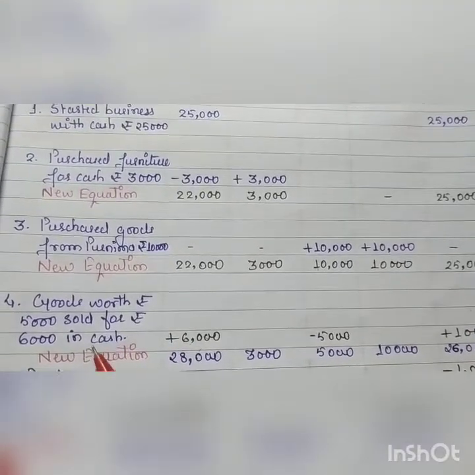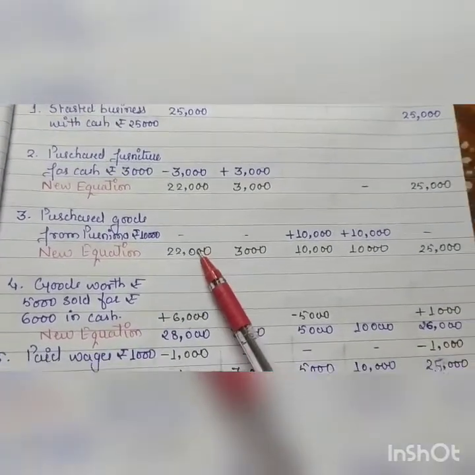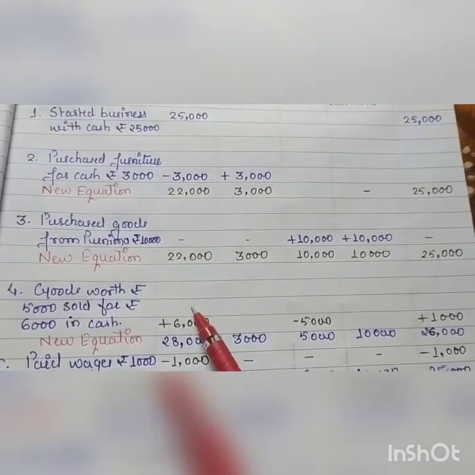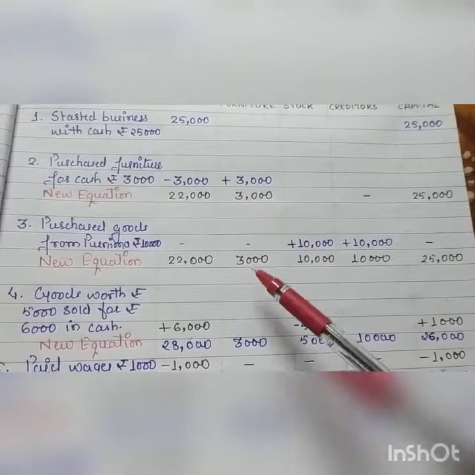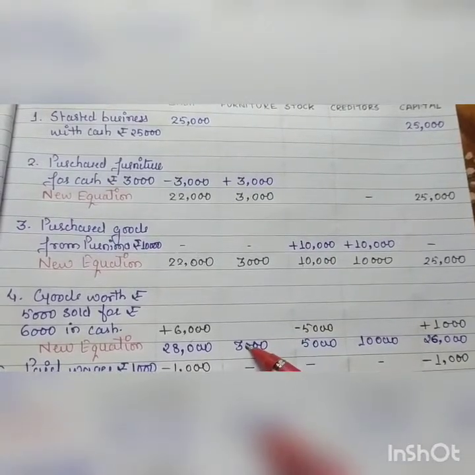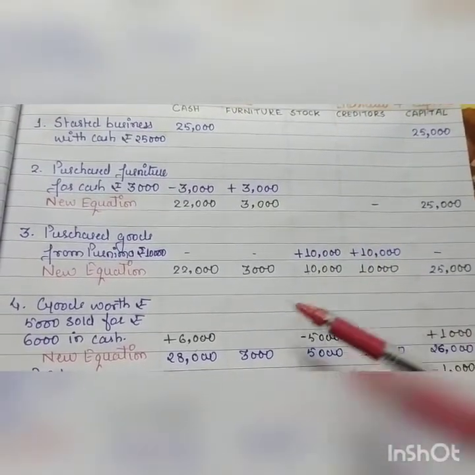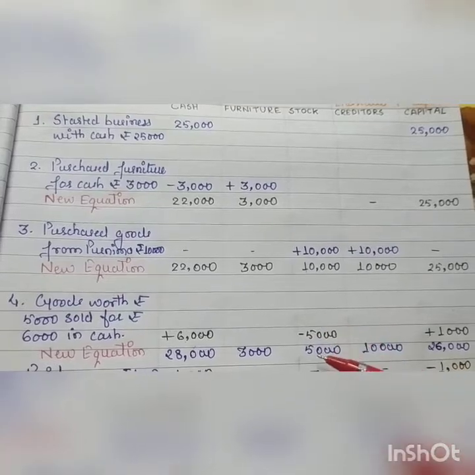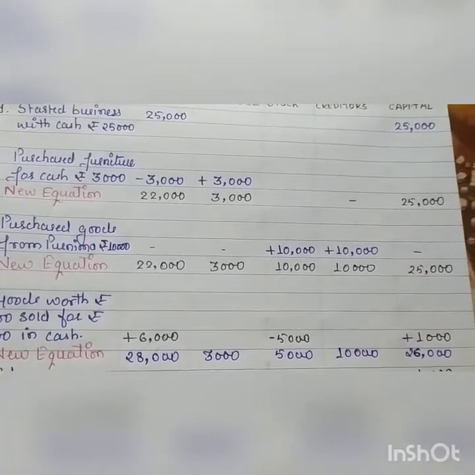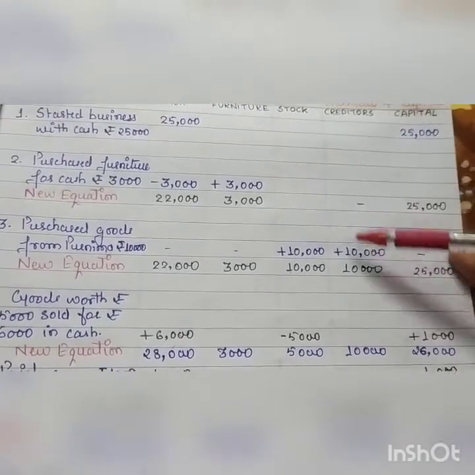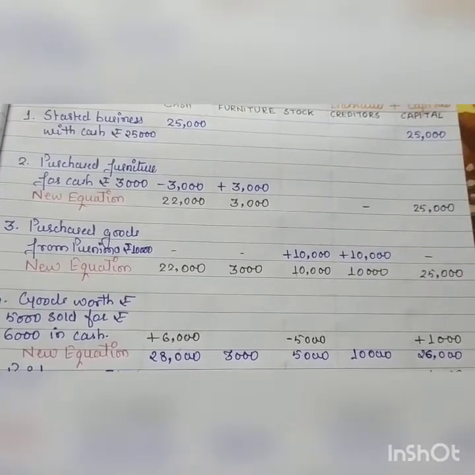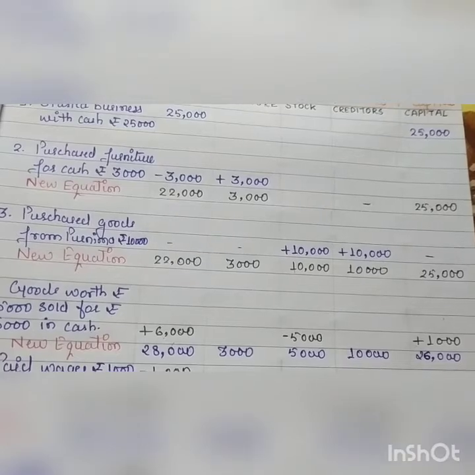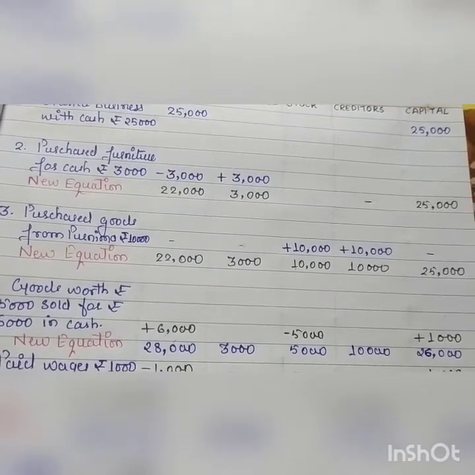Now new equation will be 22,000 plus 6,000 is 28,000. No effect under furniture, it will remain same 3,000. 10,000 minus stock which you have sold, remaining stock would be 5,000. Creditors 10,000. Capital you have added 1,000 profit, so net effect of capital would be 26,000.